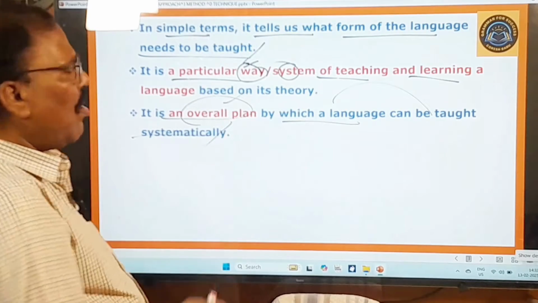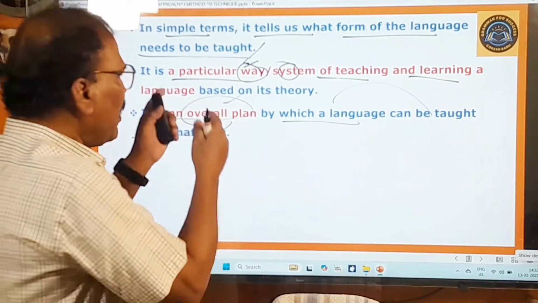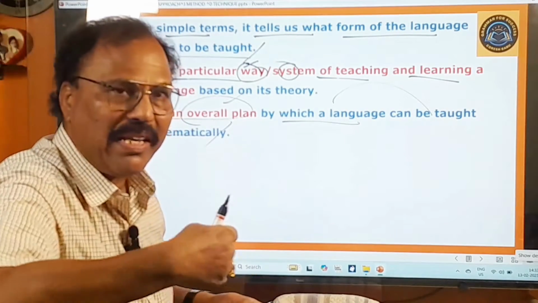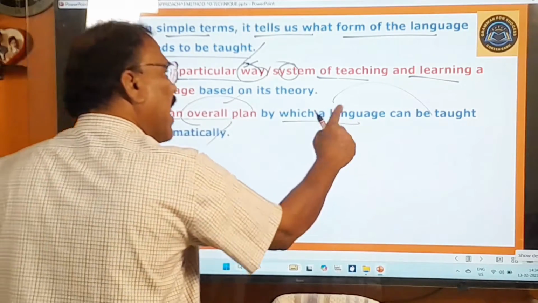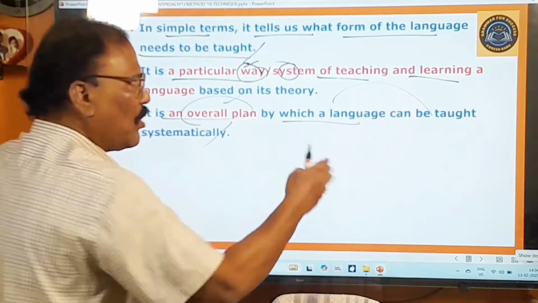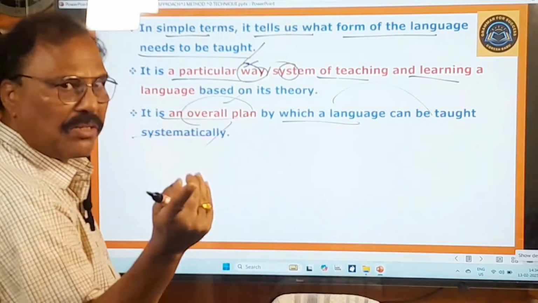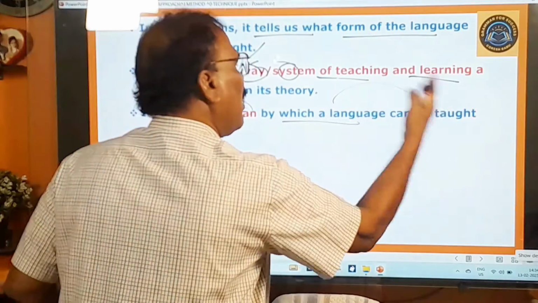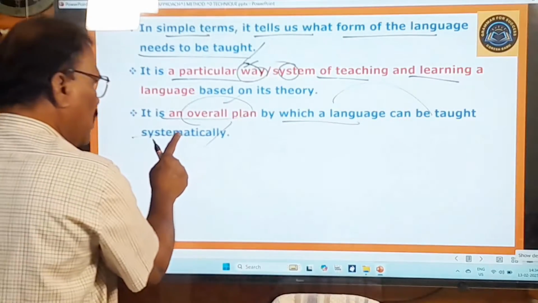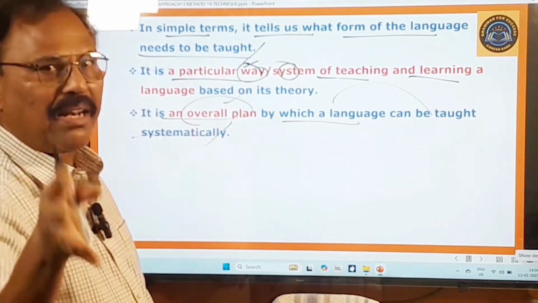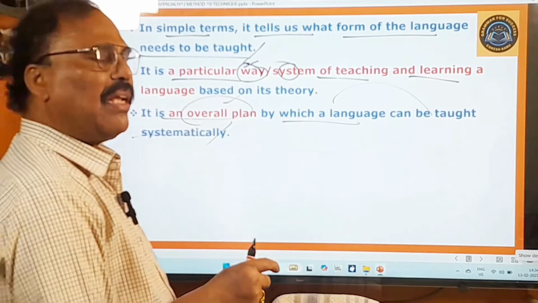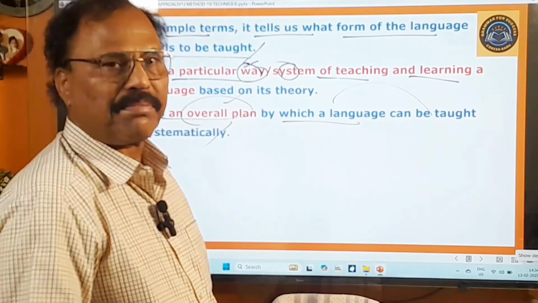You can easily understand all these important points because I have written all of them in simple and easy language. It's an overall plan by which a language can be taught, not only taught but learnt, systematically and methodically. You cannot learn any language in a hodgepodge manner.